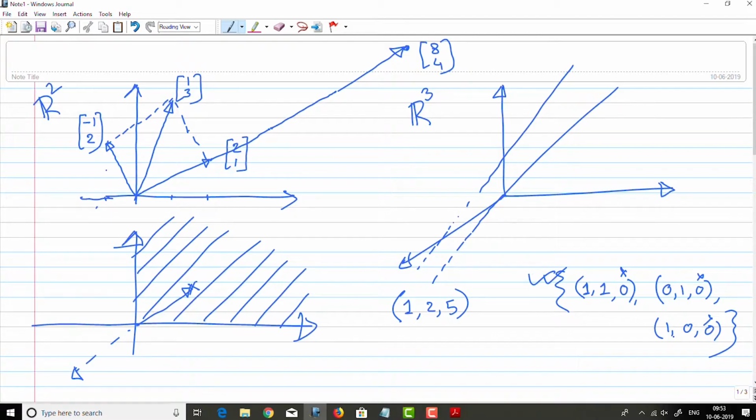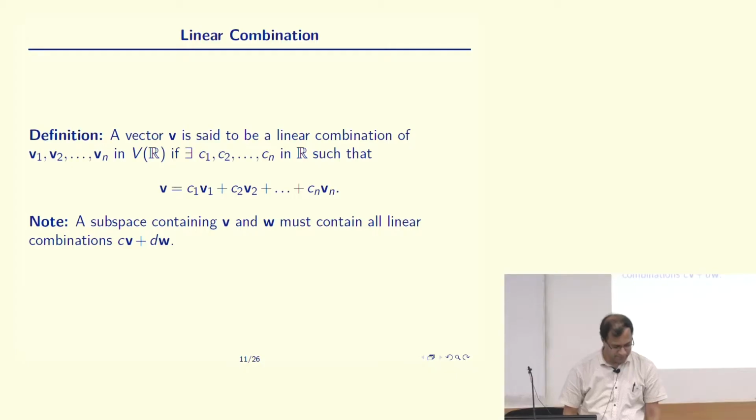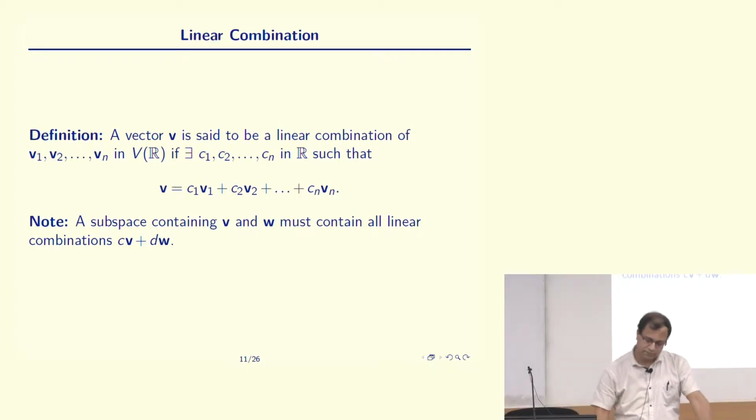But if you consider another set, say (1, 0, 0), (0, 1, 0), the standard one, (0, 0, 1), then you would be able to generate it. Right? So that's how we will decide whether a given vector is a linear combination of a given set of vectors. Okay.